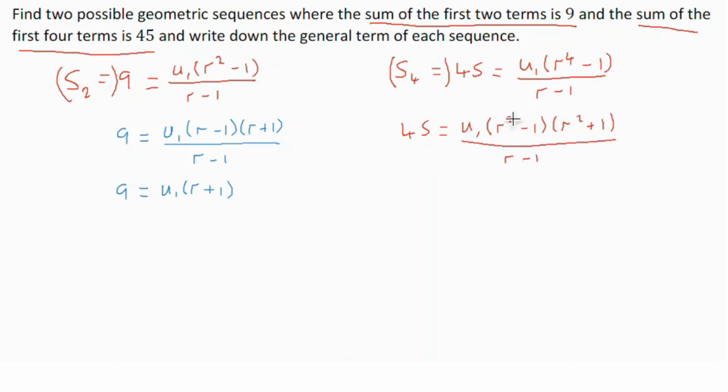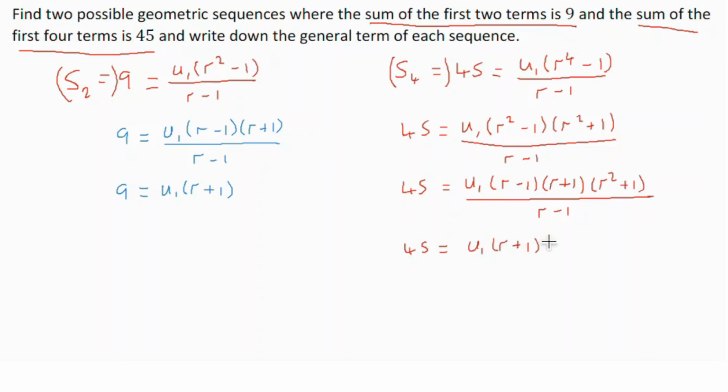But then I have a difference of two squares here again, so I can factorize that difference of two squares again. R squared minus 1 becomes (R minus 1)(R plus 1), times (R squared plus 1), all over R minus 1. Again, I can cancel the R minus 1's. So I get 45 equals U1 times (R plus 1) times (R squared plus 1).